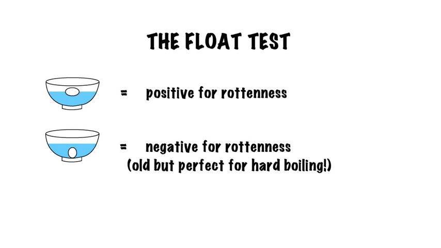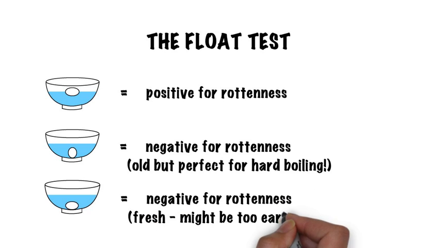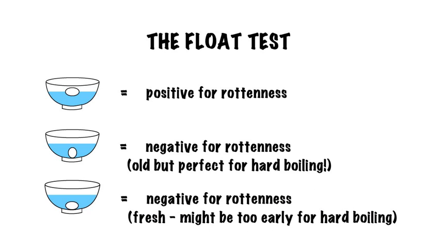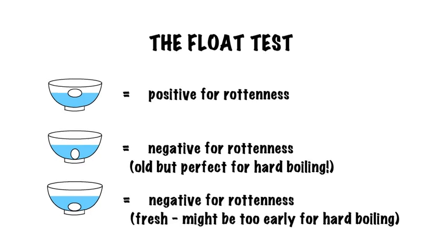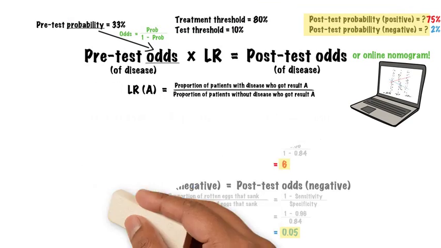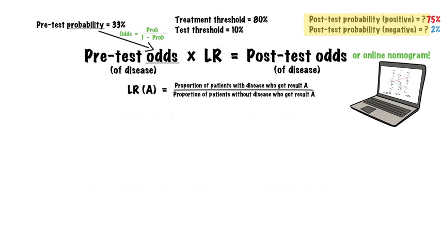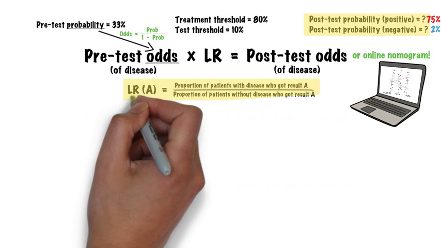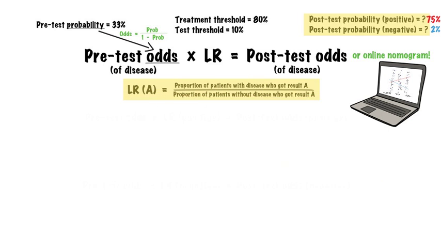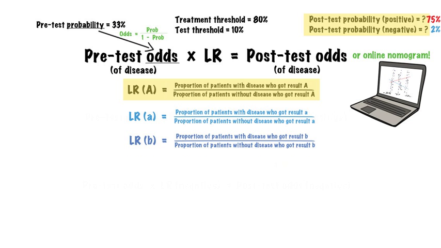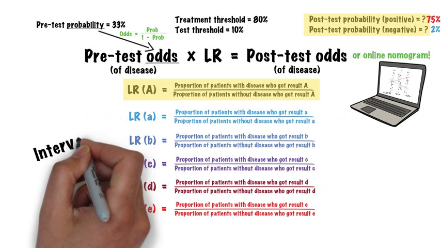I told a white lie earlier. The float test actually has 3 possible results. If we take this into account, we can't use sensitivity and specificity, but we can still use our original formula. When there are more than 2 results, we call this interval likelihood ratios.